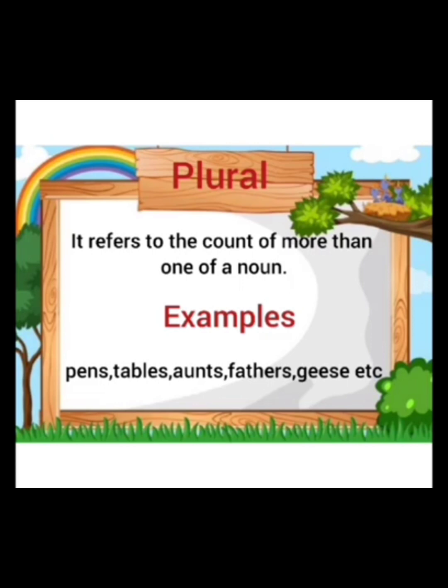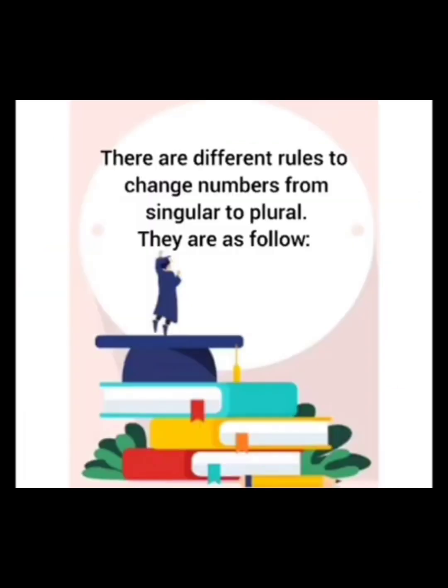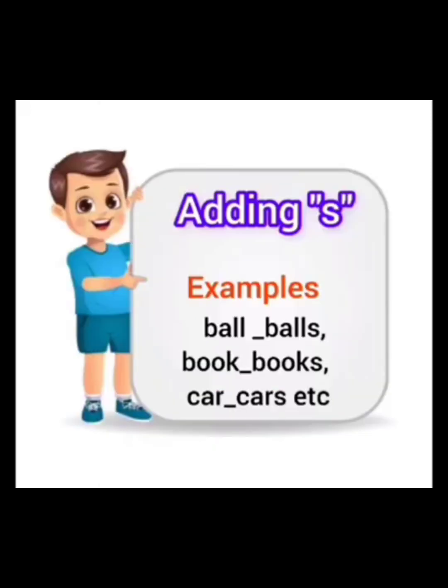Now we will study how to change numbers. There are different rules to change numbers from singular to plural. They are as follows. The first method is regular plural making. Next, irregular plural making. In regular plural making, we have a few steps to follow. The first step is that we simply add s with the singular nouns. For example, ball, balls, book, books, car, cars.